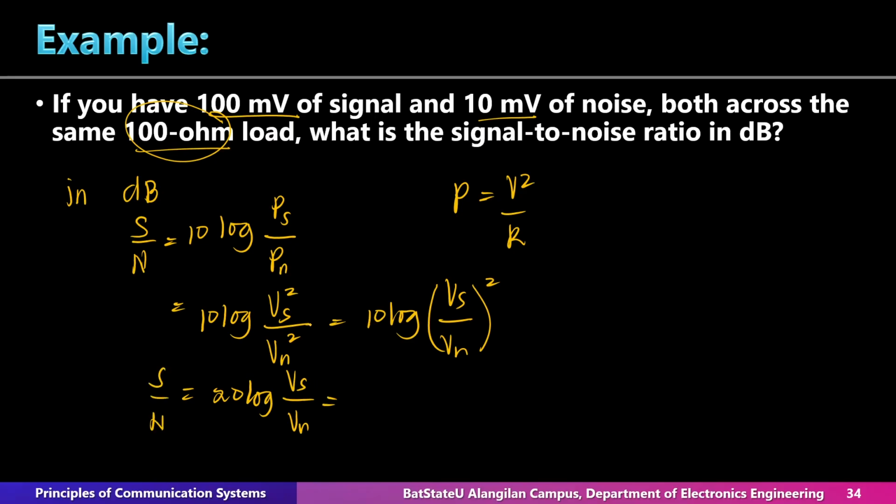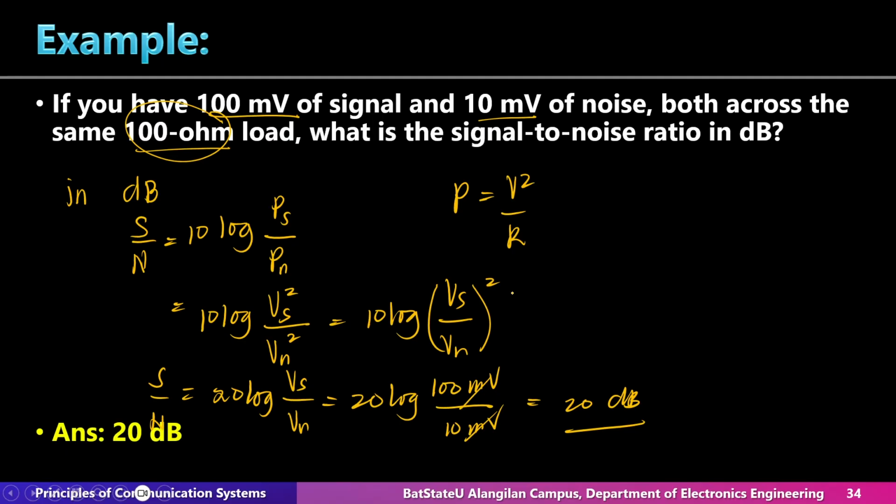Okay? So, we can now calculate the signal-to-noise ratio. So, 20 times the log of 100 millivolts divided by 10 millivolts. So, magka-cancel ang mga milli. 100 divided by 10 is 10. Log of 10, of course, is 1. Times 20, of course, we have 20 dB. So, hindi mo na kailangan ng calcu kasi simple lang naman yung mga given parameters dito. Kaya i-mental math kahit may logarithm. Okay? So, in this problem, we're able to get a signal-to-noise ratio of 20 dB.